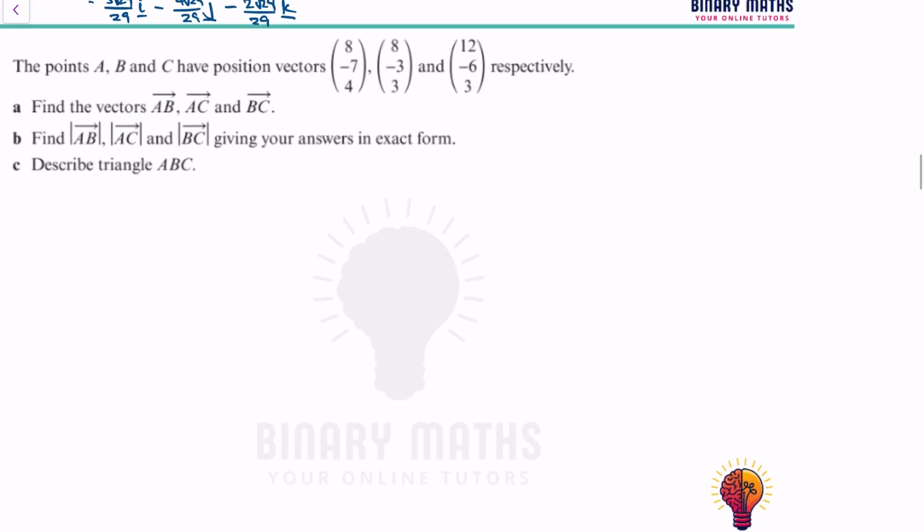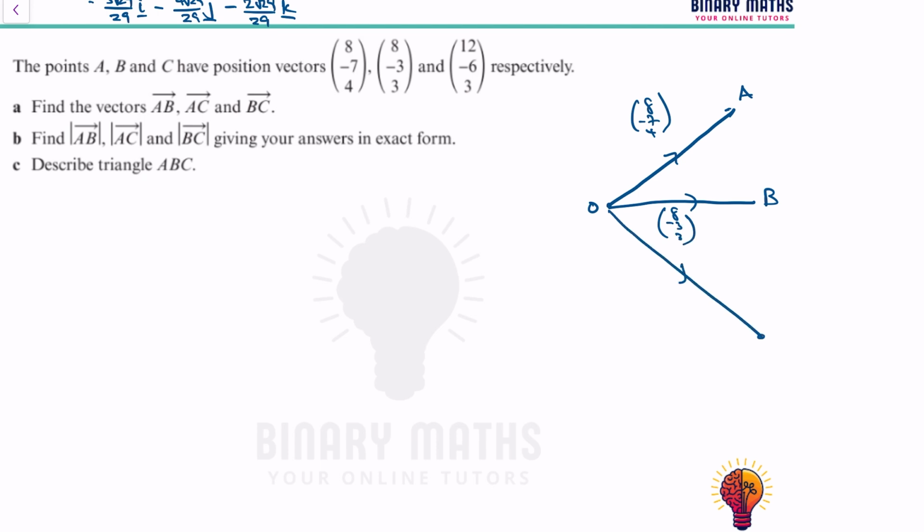The points A, B, C have position vectors 8, minus 7, 4; 8, minus 3, 3; and 12, minus 6, 3. So that means O to A is equal to 8, minus 7, 4. O to B is equal to 8, minus 3, 3. And O to C is equal to 12, minus 6, 3. For part A, find A to B.